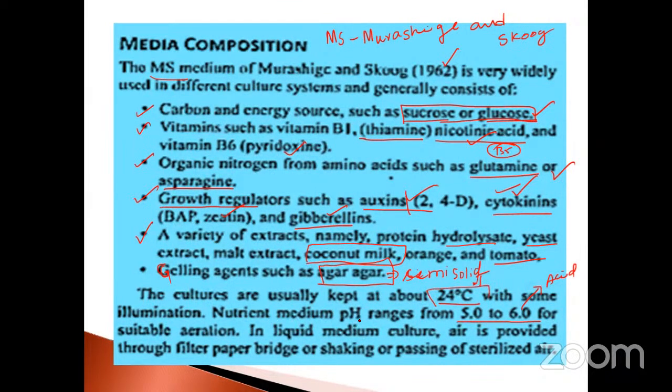The nutrient pH ranges from 5 to 6 for suitable aeration. Okay, in liquid medium culture, air is provided through filter paper bridge, or soaking, or passing of sterilized air. So these are the important things.